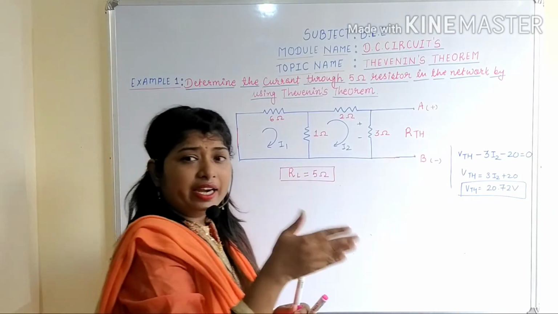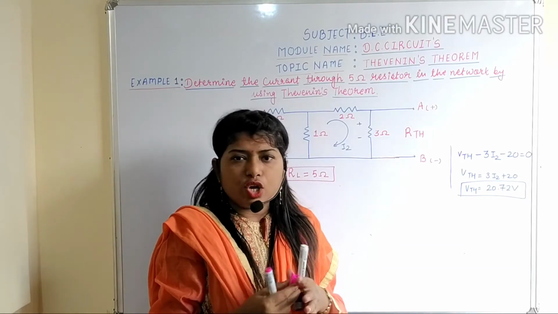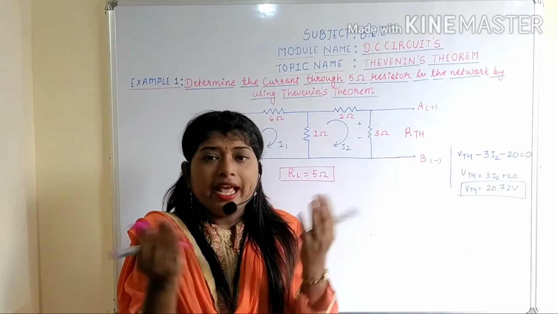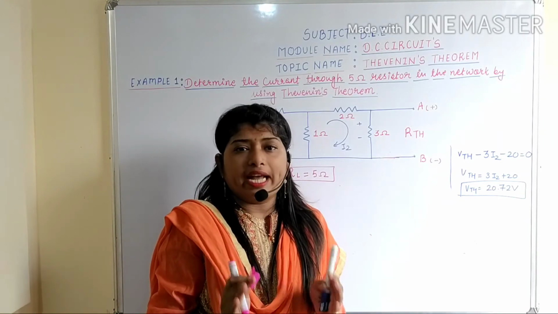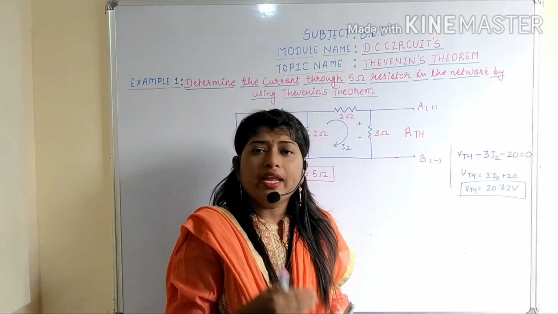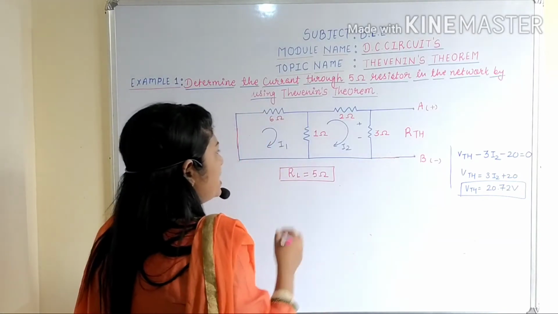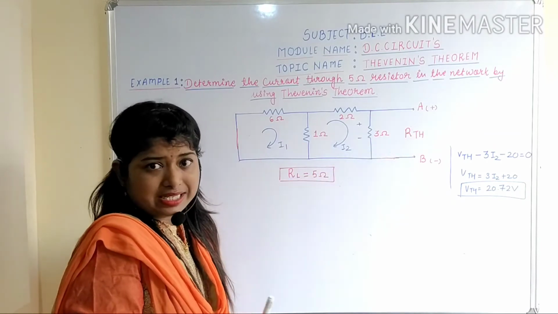And if the RTH you need to calculate is in the middle of the circuit, then first solve by left, then right, and then take the parallel combination between them to get RTH. You will come to know when we solve more problems based on Thevenin's theorem. Now please pay attention over here. I'll explain how to find Thevenin's equivalent resistance.